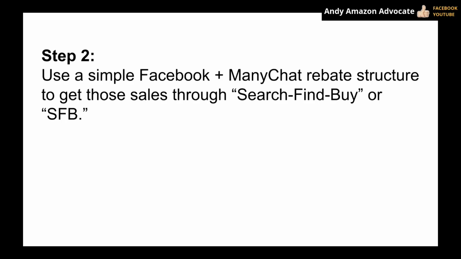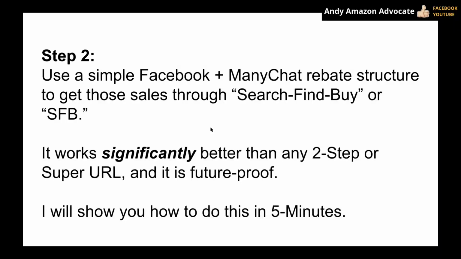And the step 2 trick, the way to make this work so that you don't have to give out as many units, is you use a Facebook and ManyChat rebate structure to get search, find, buy purchases at full price and keep out as many low quality buyers as you can. It works better than super URLs, works better than two-step URLs. Also, it's harder for Amazon to say they're going to stop ranking people for search, find, buy, because that's how they rank. That's how all the customers on Amazon are finding products. So search, find, buy means you tell a customer on Facebook Messenger, go to Amazon, search for this keyword, buy the product, and then you will get rank credit because they're searching for it.